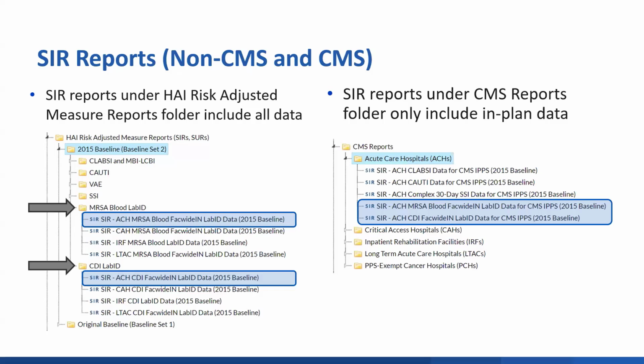These reports are available under the HAI risk-adjusted measure reports folder. And the ones I'll be looking at are under the 2015 baseline section. These reports include all in-plan and off-plan data, so any data that your facility saves in NHSN for these organisms will be included in these reports. Alternatively, there are SIR reports under the CMS reports folder, and these reports are sorted by facility type, and they only include in-plan data.